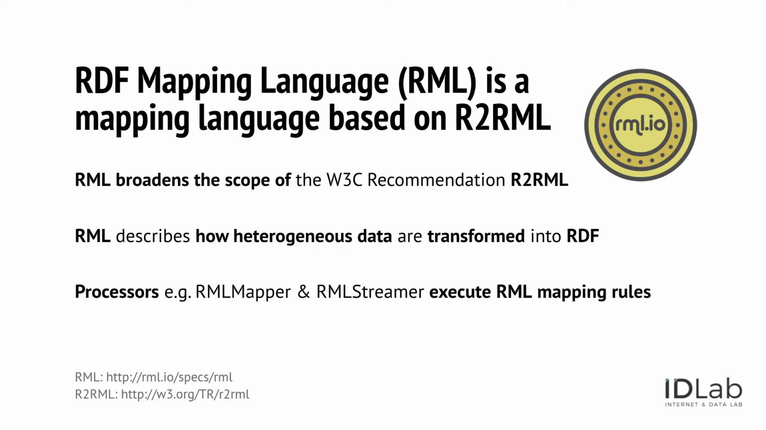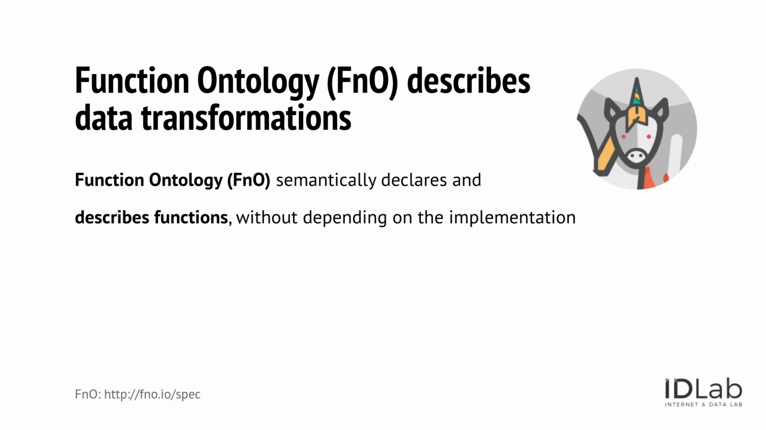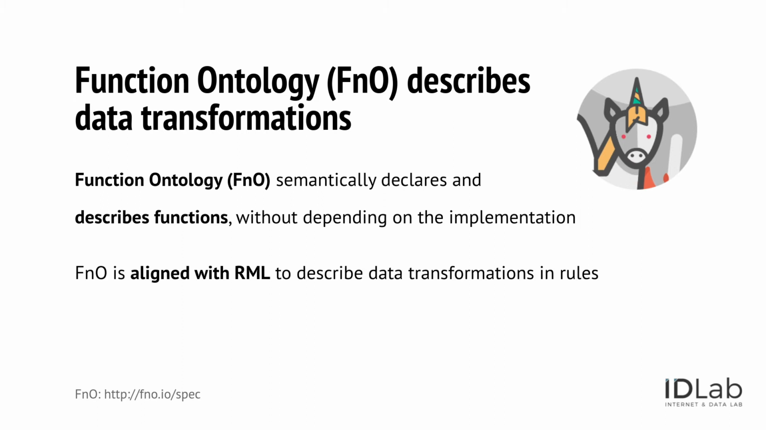Processors such as the RML mapper and the RML streamer execute the RML mapping rules to generate your RDF. The function ontology, or FNO, describes the data transformations. The function ontology FNO describes functions semantically, without depending on the implementation. FNO is aligned with RML, which allows you to describe the data transformations as well in the mapping rules.